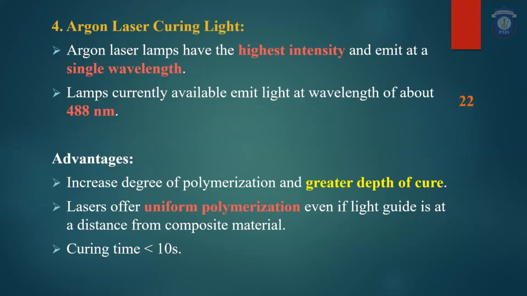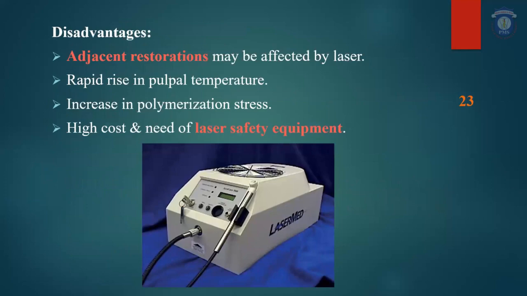And lamps which are currently available emit light at a wavelength of around 488 nanometer. The advantage of argon laser curing light is its increased degree of polymerization and its greater depth of cure. Lasers offer uniform polymerization even if the light guide is at a distance from the composite material. And because of its high intensity, curing time can be reduced to below 10 seconds.